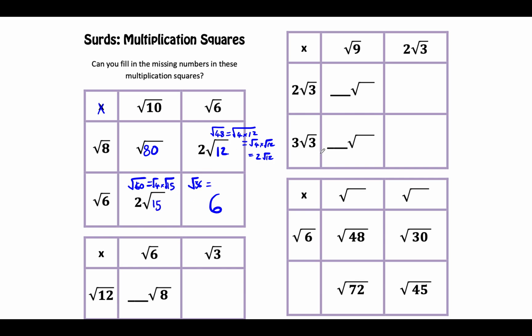Okay, so if there's a space at the front to put a number, you need to simplify it to put it, or it might already have a number at the front like these ones, so it's telling you what's there, so what else goes on the inside.